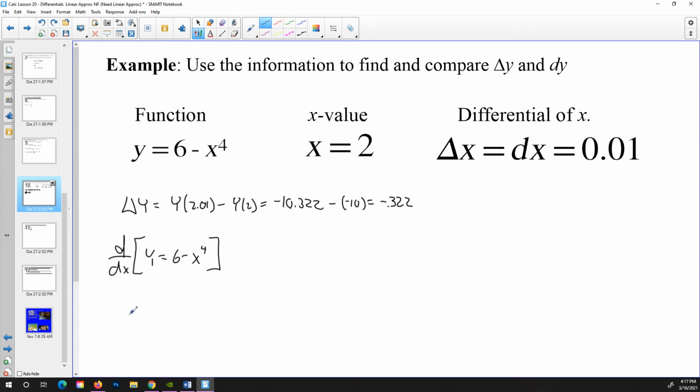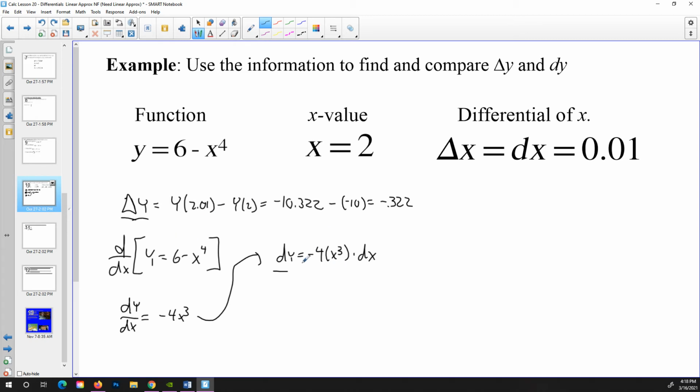And so we'll get dy over dx is equal to, well, the 6 becomes 0 because it's a constant. We bring down the 4, so we got negative 4x to the third. And then I want to rewrite that as a differential. So dy is going to equal negative 4 times x to the third times dx. And so we're comparing dy and delta y.